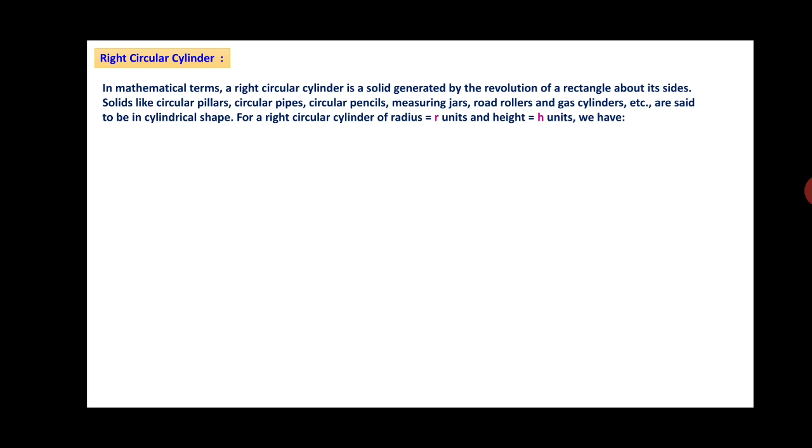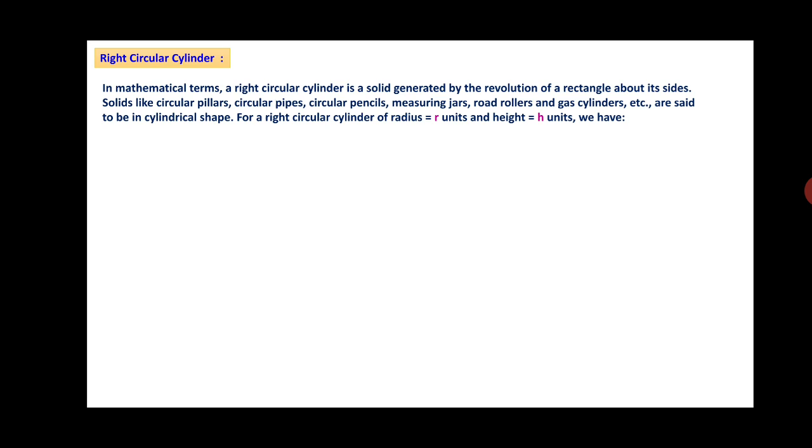Now, right circular cylinder. In mathematical terms, a right circular cylinder is a solid generated by revolution of a rectangle about one of its sides. Solids like circular pillars, circular pipes, circular pencil, measuring jars, road rollers and gas cylinders, etc. are said to be of cylindrical shape.